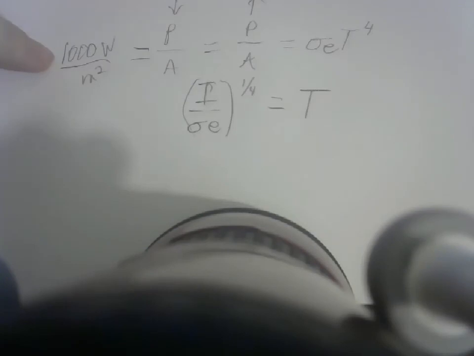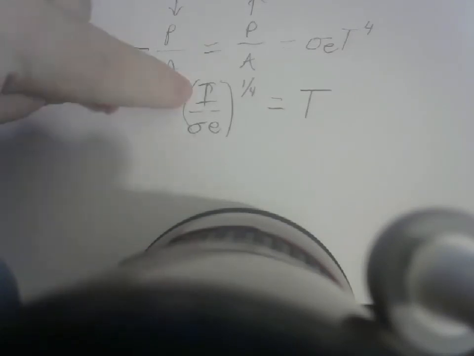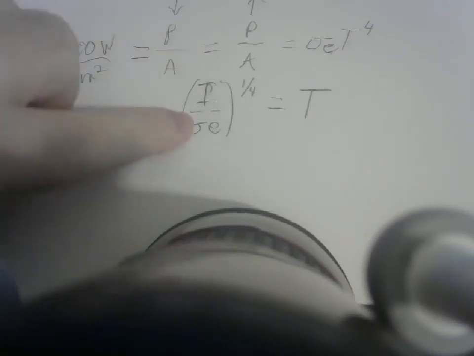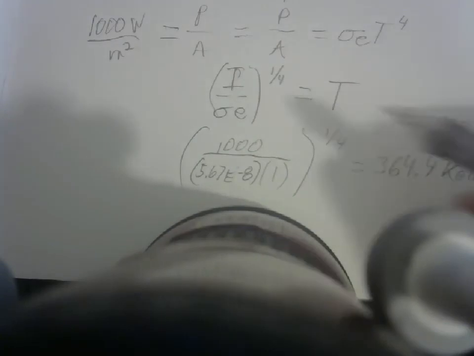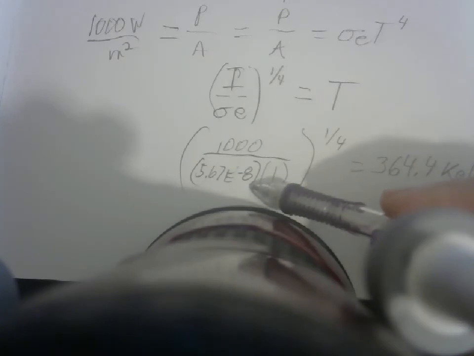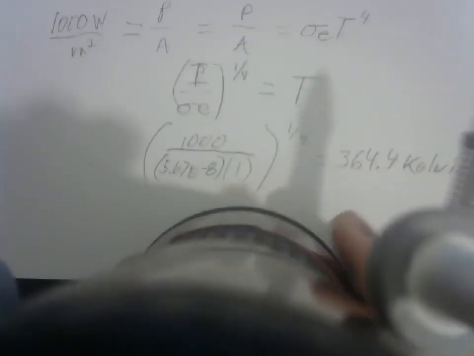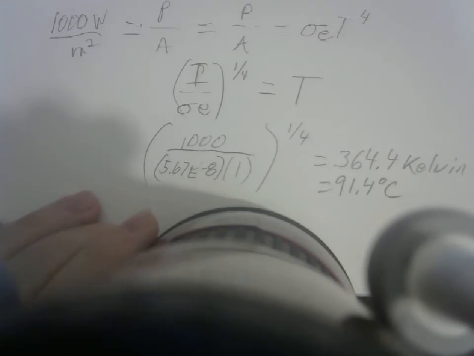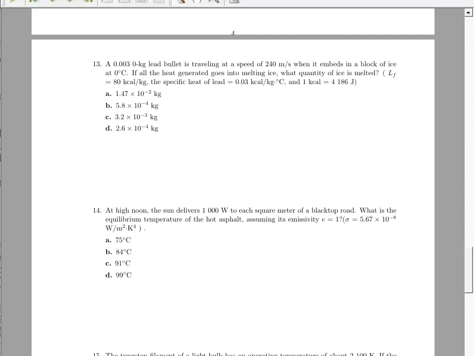I'm going to call this 1,000 watts per meter squared the intensity of the light. T equals intensity divided by sigma e, to the power of 1/4. And sigma is 5.67 times 10 to the negative 8th. It's one of your constants. And you end up getting 364.4 Kelvin. And subtracting 273 from that, you get 91.4 degrees Celsius. So the answer there is C.